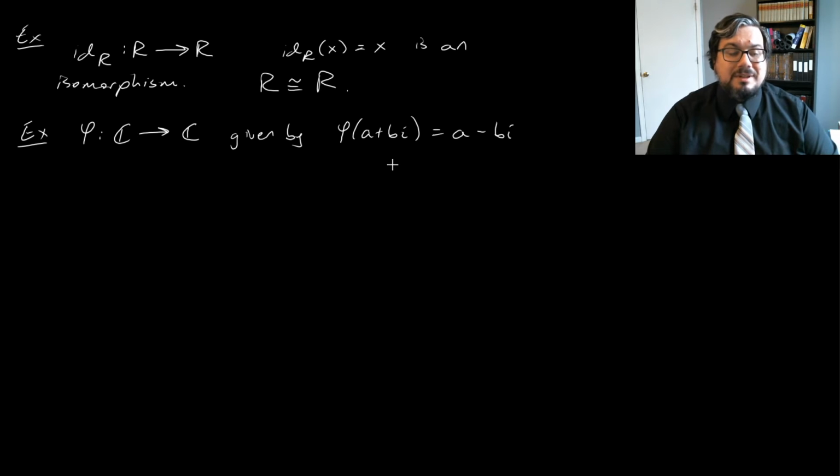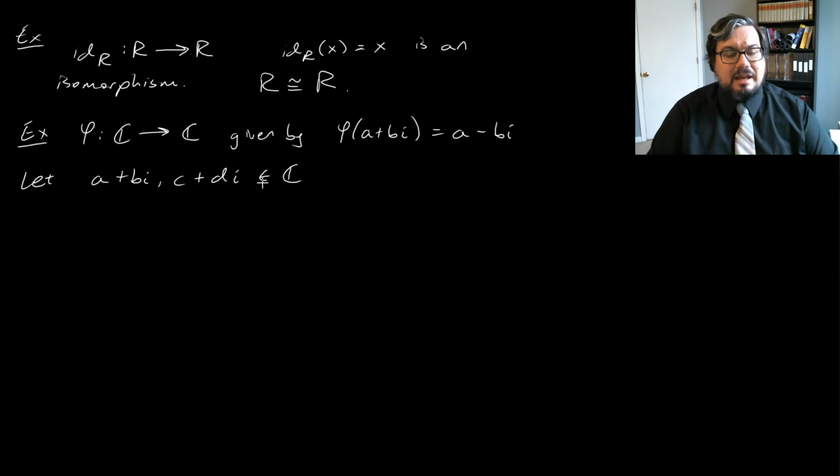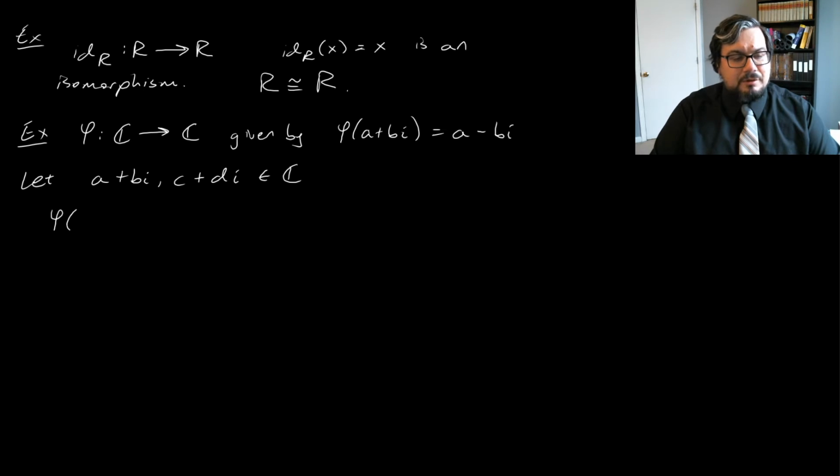In order to prove that, we need to show that it respects both addition and multiplication. The most straightforward way to do that, I should say, is to take two arbitrary elements inside the domain of your function, and then we want to prove that phi of a plus bi plus c plus di is equal to what we get when we do the operations outside.